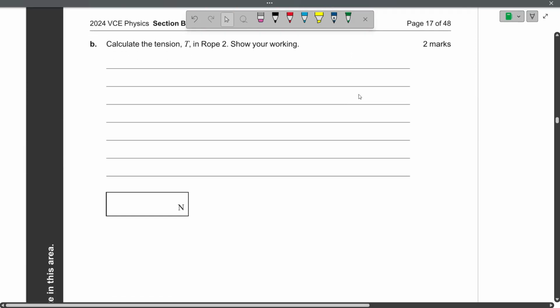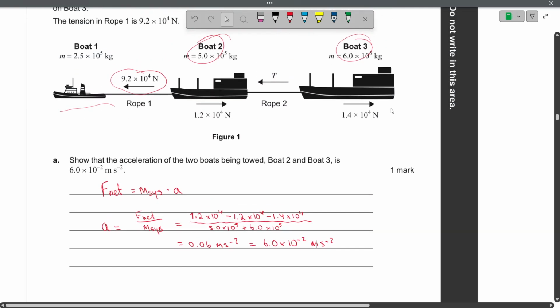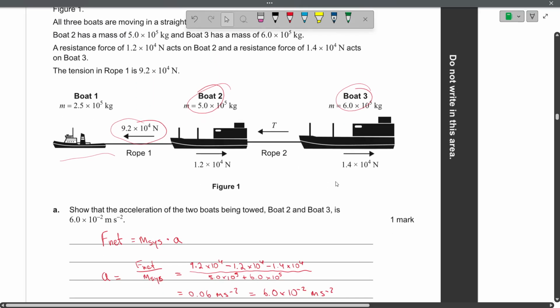Alright, part B. Calculate the tension T in rope 2, show your working. So going back to the picture, we're just going to focus on boat 3 now, and look at the forces that are acting on boat 3. So on boat 3 you have the tension pulling it along. That's what's driving the boat to accelerate to the left. You still have that opposing resistive force, but there's no other forces involved here. There are just the tension pulling it along, causing it to accelerate, and the opposing force.